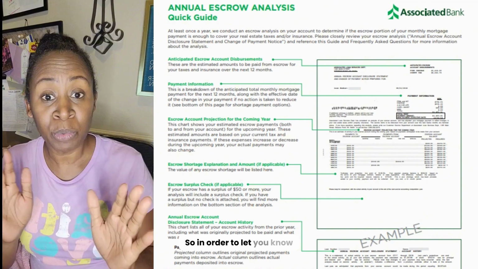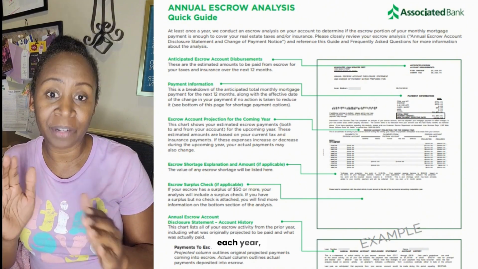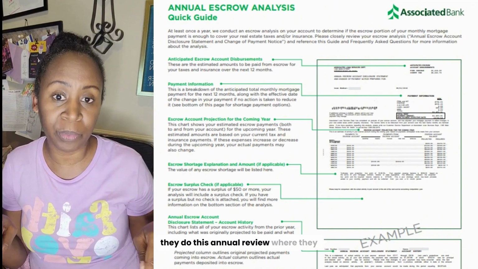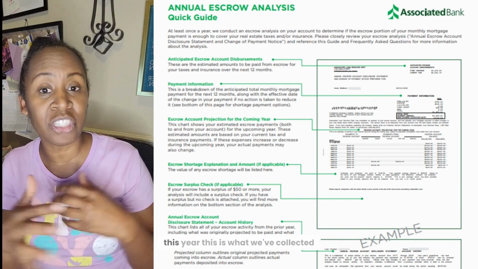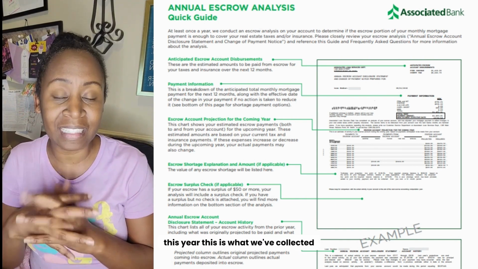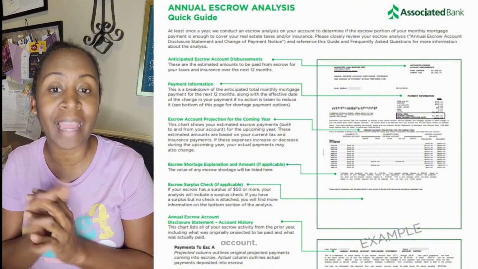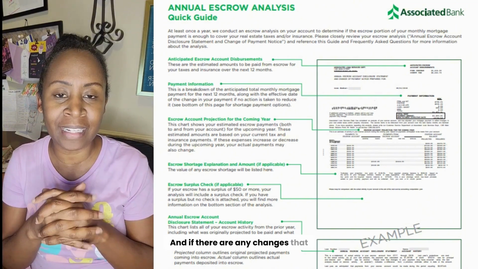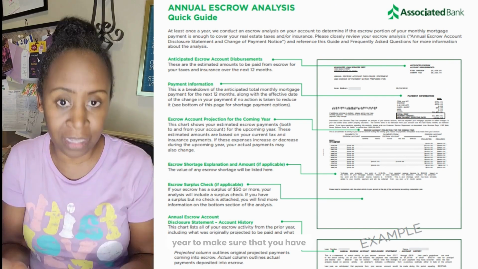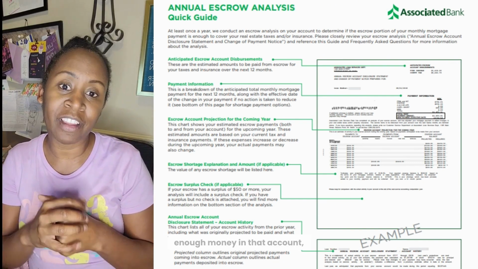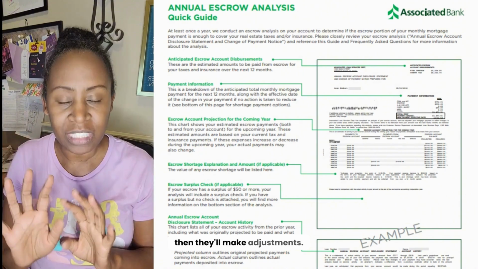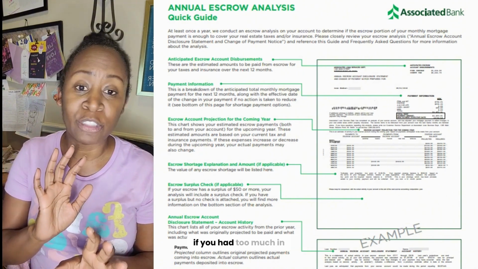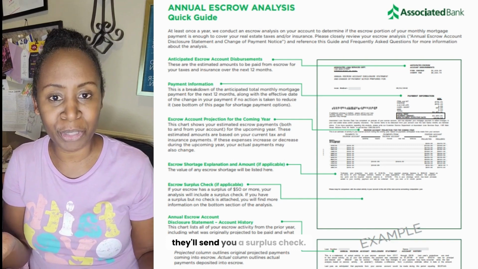So in order to let you know what's going on with your escrow account each year, they do this annual review where they go in and say, okay, this year, this is what we've collected from you for your escrow account, and this is how we spent that money. And if there are any changes that need to be made for the coming year to make sure that you have enough money in that account, then they'll make adjustments. If you had too much in the account, they'll send you a surplus check.